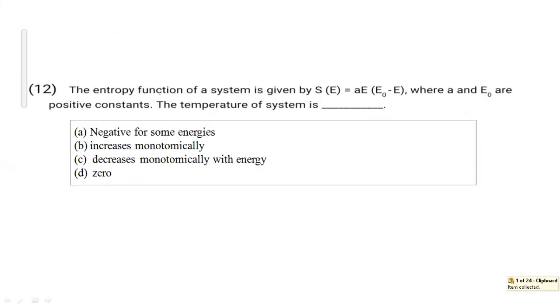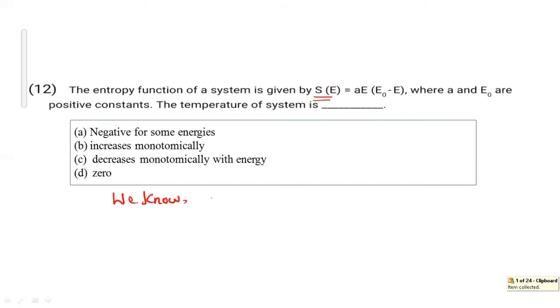Next is question number 12. The entropy function of a system is given by S(E). So this is the entropy of a system. A and E naught are positive constants. You just need to find the temperature. Entropy is given to us, we need to find the temperature. So these are the four options, you have to choose one. Firstly, we will write the relationship between the temperature and entropy.